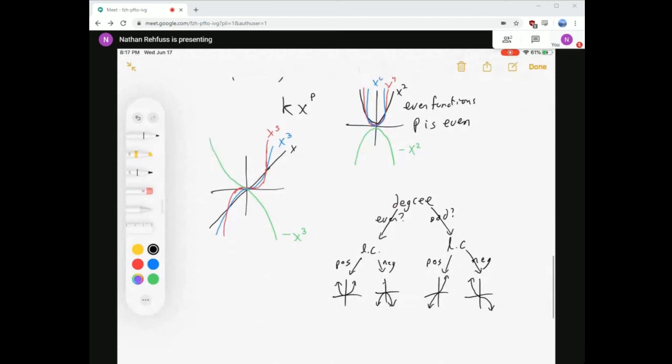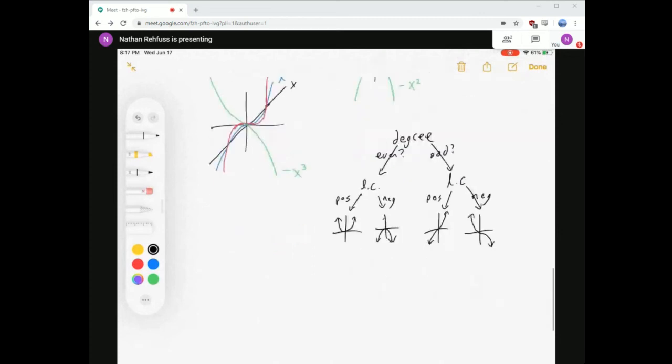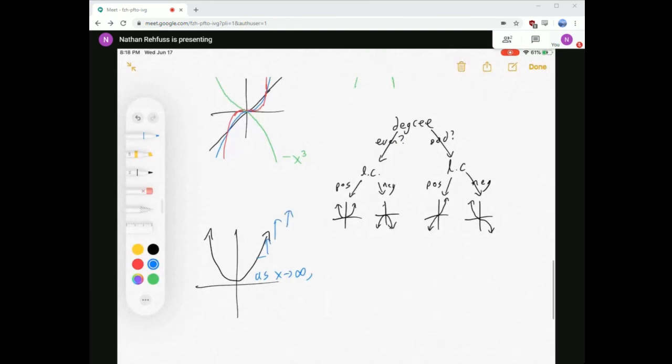Just a little notation. This graph right here, I could write something like, as x goes up to infinity, so as x moves out to the right, y is getting bigger and bigger and bigger. So as x goes to infinity, f of x also goes to infinity. And over on the left, as x gets further and further to the left, as x goes to negative infinity, f of x still goes to positive infinity.